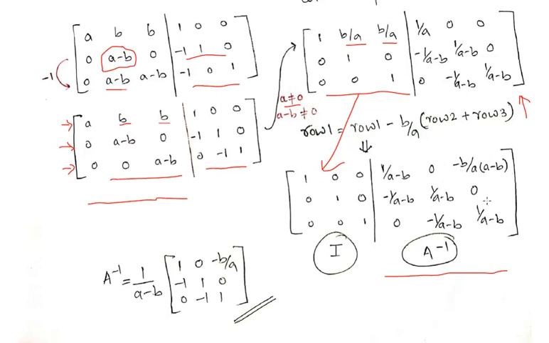As this doesn't look so good, I can take out 1 by a minus b outside, and we can represent A inverse as 1 by a minus b times the matrix 1 0 minus b by a, minus 1 1 0, 0 minus 1 1. Okay, so that's how we find the A inverse, and the conditions we found are that a should not be equal to 0 and a should not be equal to b. Okay. Thank you.